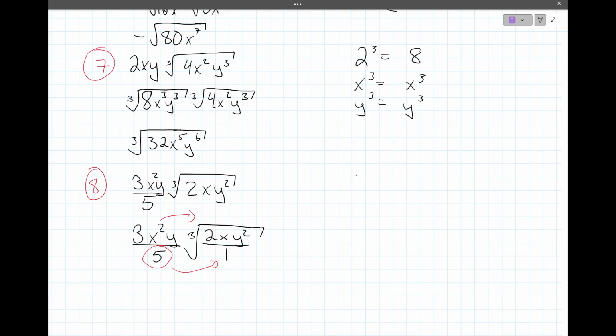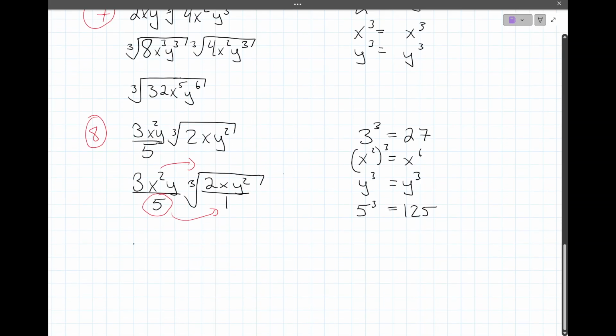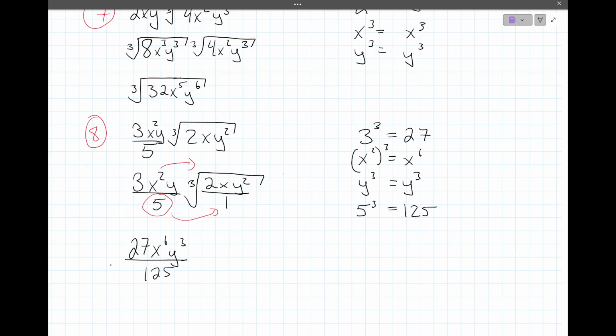So just checking cube root things, 3 cubed is 27. X squared cubed is x to the 6th. Y cubed is y cubed. And 5 cubed is 125. So let's put all those pieces together. So this will be 27 x to the 6th y cubed over 125. And this is all under a cube root of 2x y squared over 1.